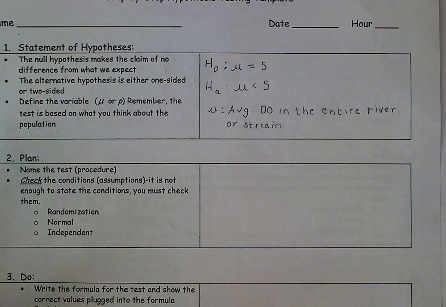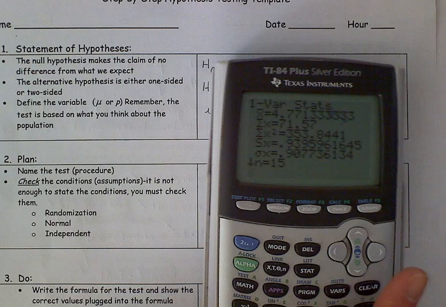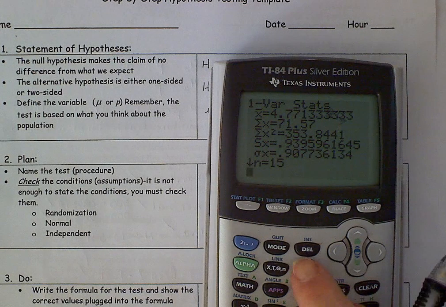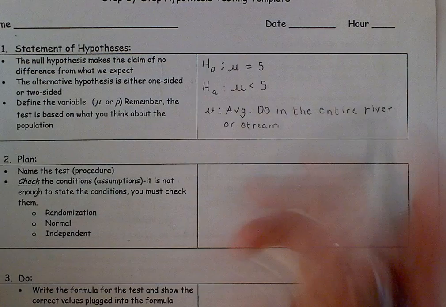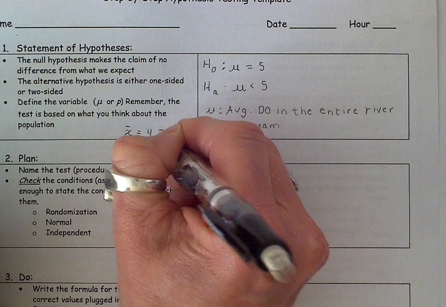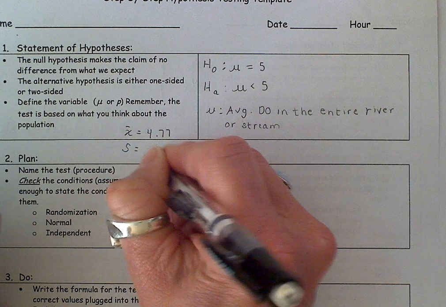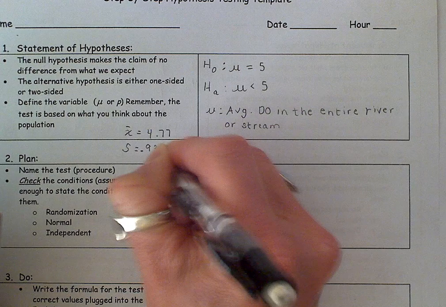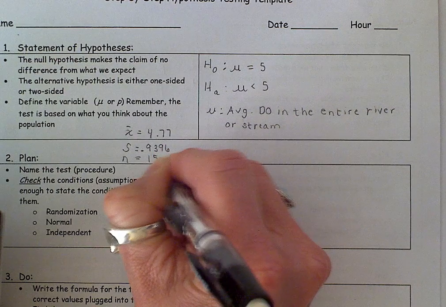Now, we also like to list our statistics that we're going to need when we get to our calculation. So I'm going to go and get my statistics for list 1, and there's my x bar, 4.77, and I see my s is 0.9396. So I'm going to list those as well. I've got an x bar equal to 4.77, and I have an s equal to 0.9396. Those are all my necessary statistics, other than n, of course, which is 15. So my state is complete.